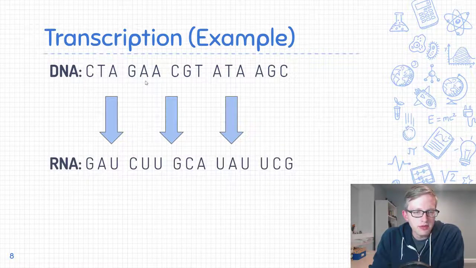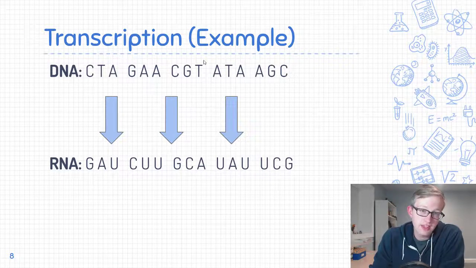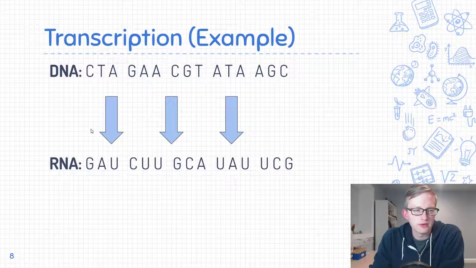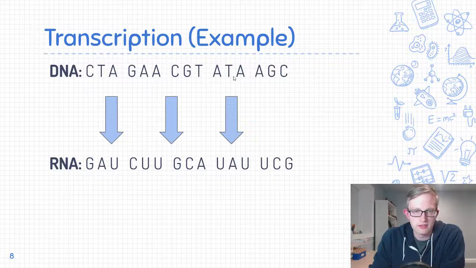G becomes a C, A matches with U, A with U, C matches with G, G matches with C, T matches with A, and so on. And what you can see is that we end up making this RNA molecule that is complementary to the DNA, following those rules of C's always match with G's, T's match with A's, A's match with U's, G's match with C's. And then you run along the entire length of the DNA.